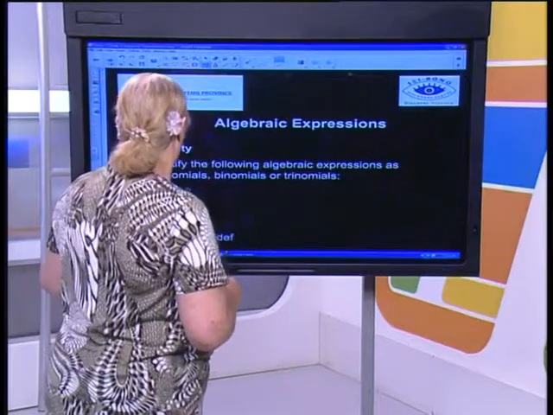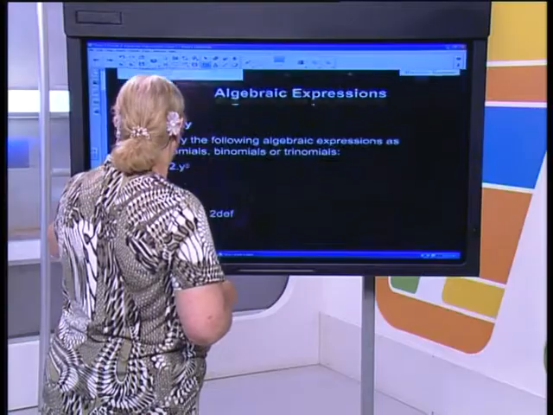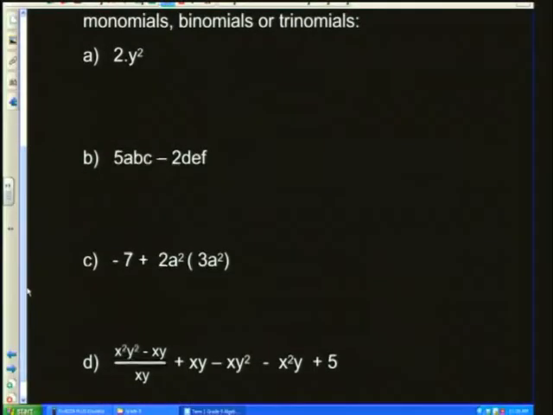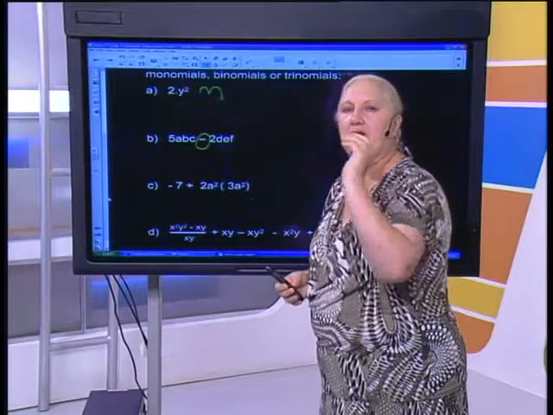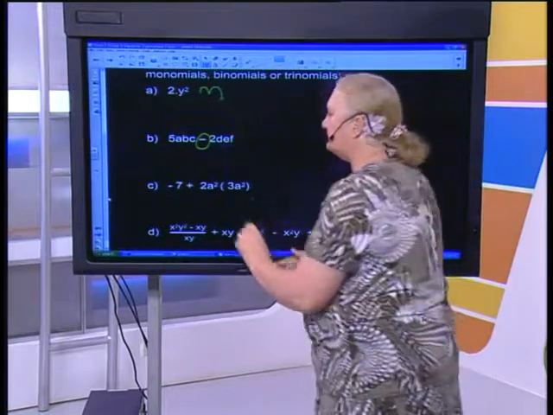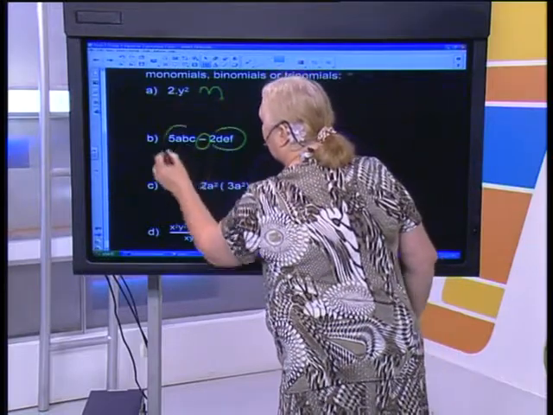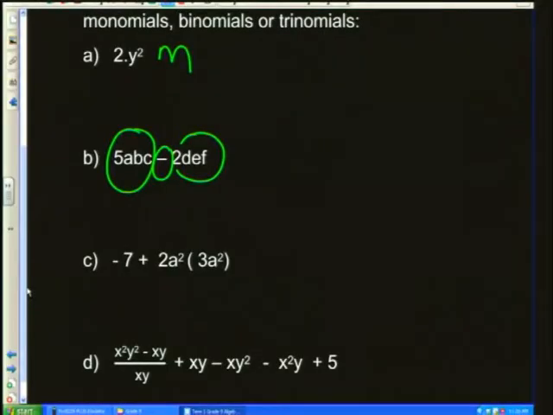Right, so let's see if you got the answers right. The monomials are always nice because they're very easy to recognize. There is just one term. Okay, I think by now you've caught on to the principle. It's very easy. Just always remember, the moment you see a positive sign or a negative sign, whatever is on the sides of it will give you the terms. So we have two terms there. It's a binomial.